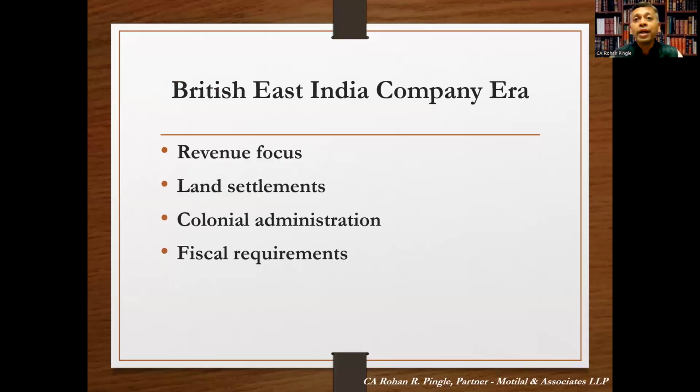Now coming to the British East India Company era. After gaining territorial control, the East India Company relied heavily on taxation. The revenue systems in their era included the Permanent Settlement, Ryotwari system, and Mahalwari system. The primary objective was revenue extraction rather than economic development. Means the British were focused on collecting the revenue and not much on improving economic development. They were not concerned about that much. This period laid the foundations for modern statutory taxation.